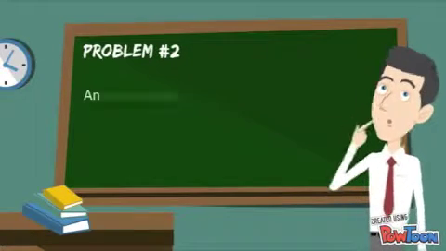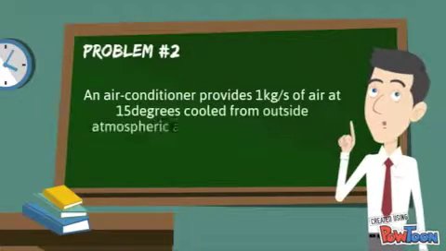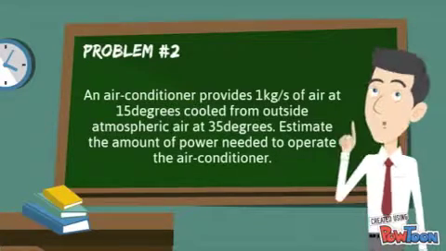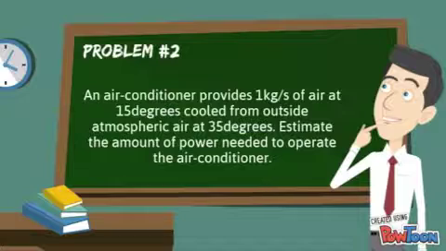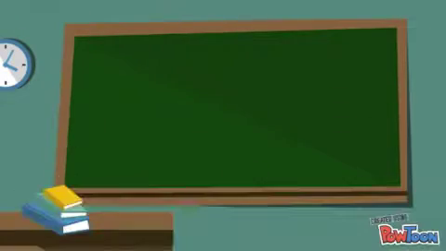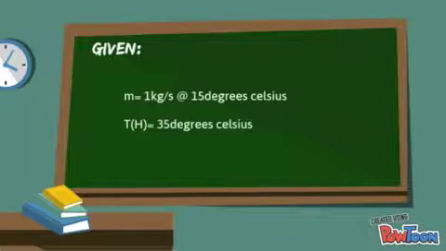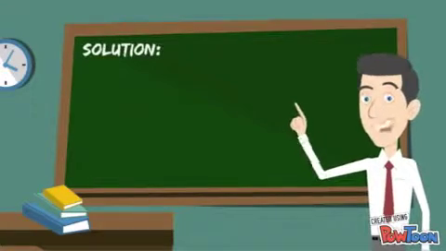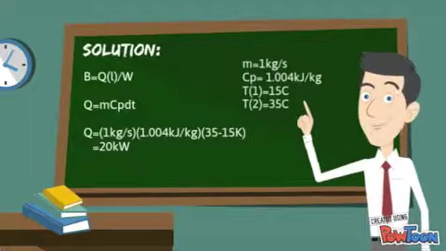An air conditioner provides 1 kg per second of air at 15 degrees Celsius, cooled from outside atmospheric air at 35 degrees Celsius. Estimate the amount of power needed to operate the air conditioner. We are given the mass flow rate at 15 degrees Celsius, cooled from outside atmospheric air at 35 degrees. We are asked to calculate the power needed to operate the AC. Using the coefficient of performance of refrigerators, we can calculate the power needed.